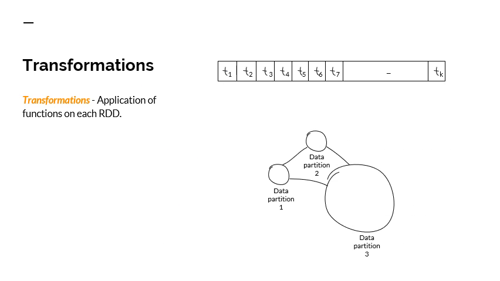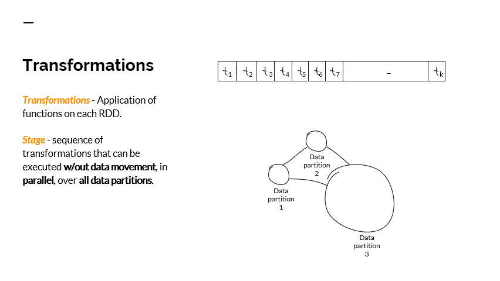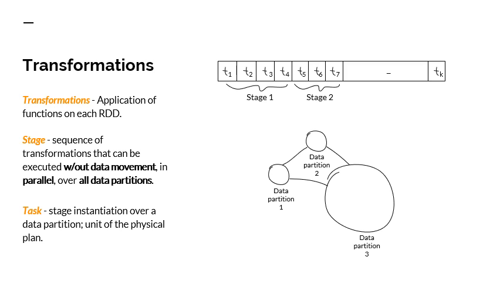Suppose we have an application with k transformations. Each set of those transformations that can be executed without data movement, in parallel and over all data partitions, is called a stage. When we instantiate it over a data partition, we call it a task, and it represents a unit of the physical plan.